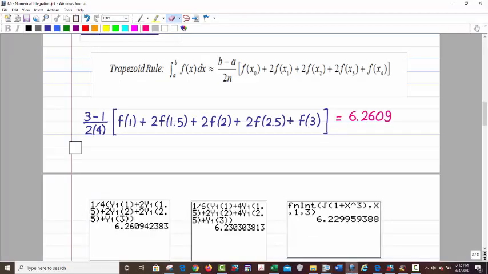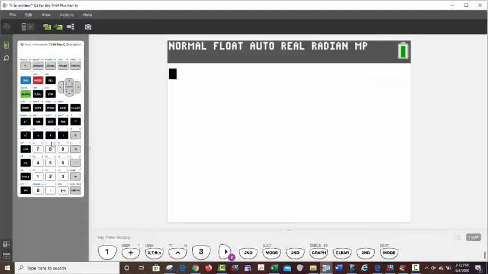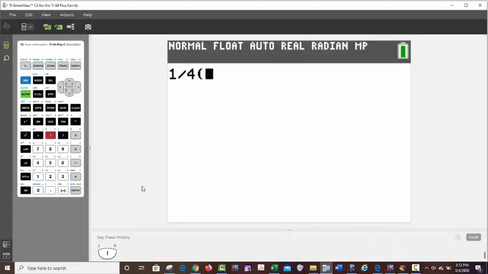Now the 1 over 4 comes from this right here. That'll be 2 over 8, so that's going to be 1 over 4 times all of that. So I'm going to have to make sure I've got that nested in parentheses for the whole thing here. So I'll have to be real careful. So watch what I do here. I'm going to go 1 divided by 4. There's my parentheses. Now maybe you've used this command before, maybe you haven't, but this is how you can do a single function value without having to do a table.